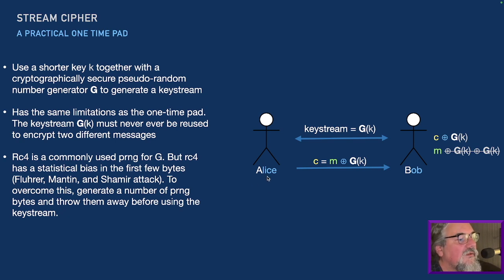So Alice, when choosing a key K, generates a few hundred bytes first and throws them away. And then Bob generates the equal amount of bytes and throws them away, and then they start to use the rest as key stream material. That way they overcome this statistical bias in the first few bytes of the output of RC4 or ARC4. Yeah, so that's a workaround. If you are going to use ARC4, remember to apply this workaround. Throw away the first few bytes.